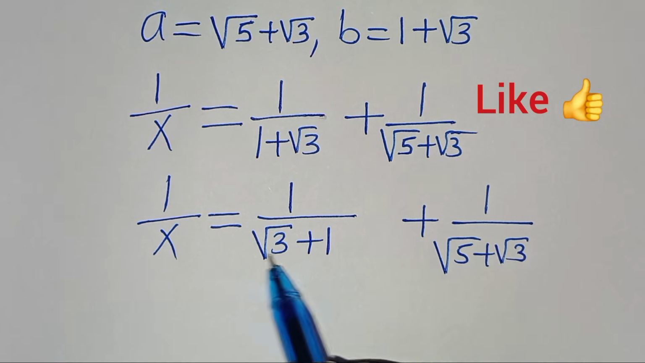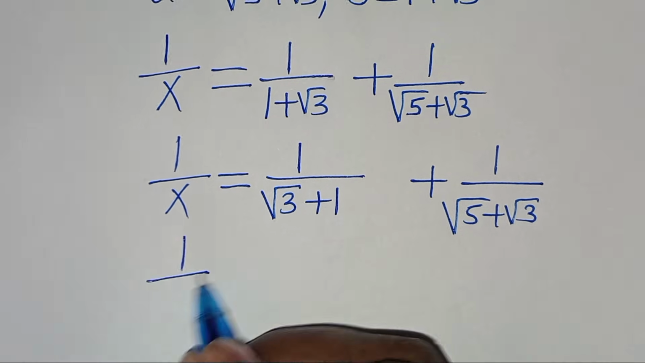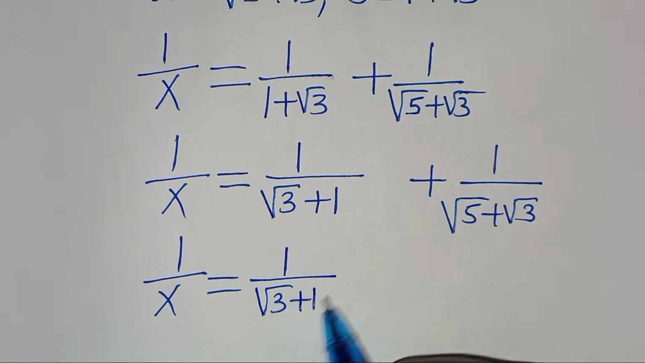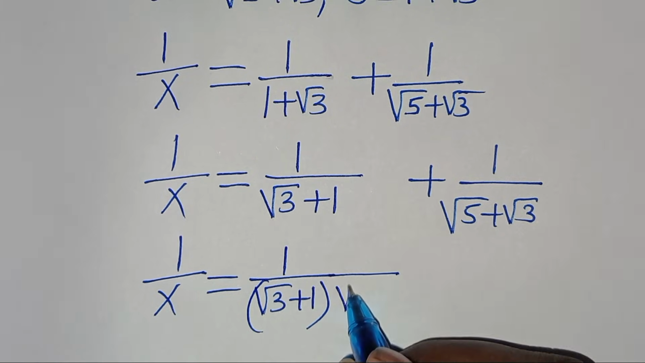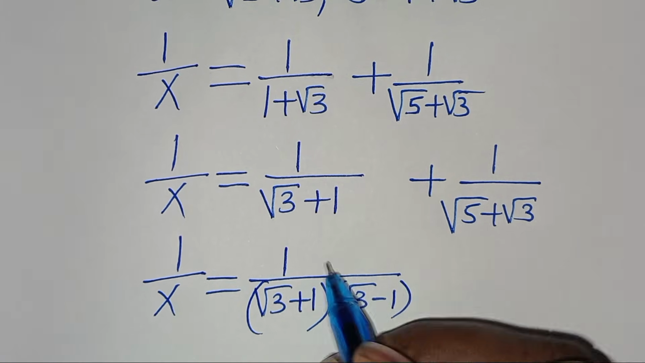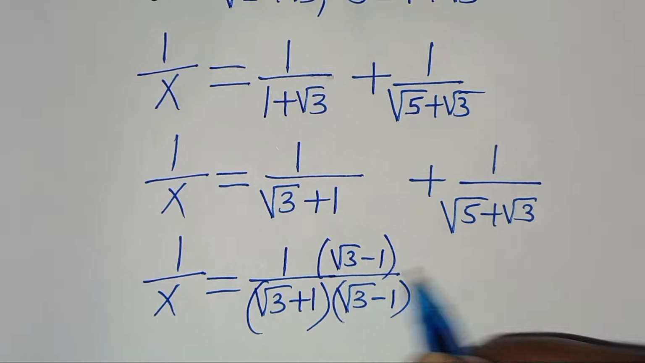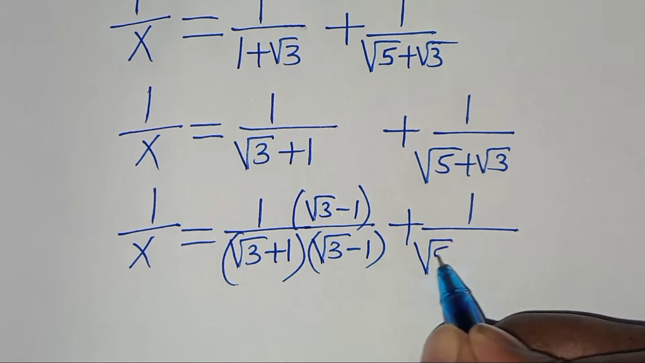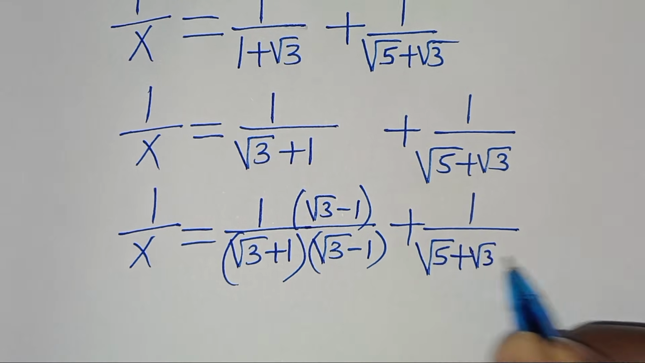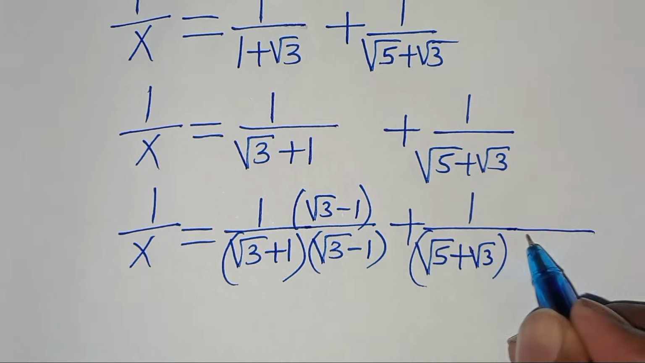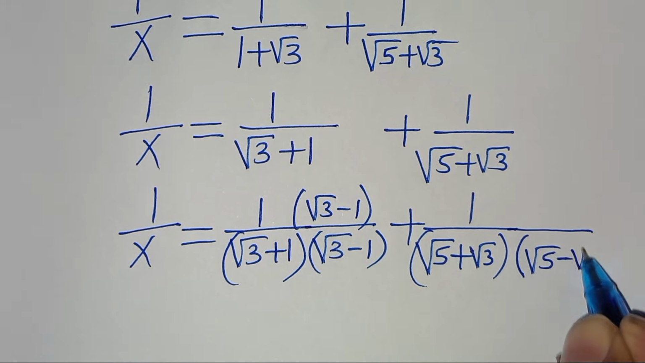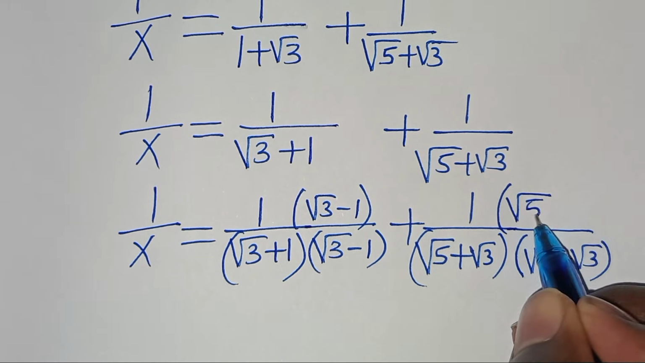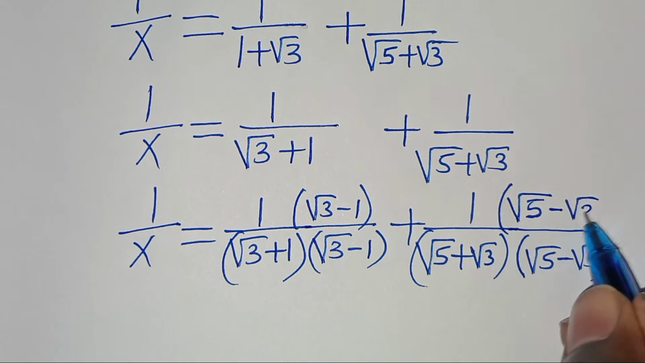So the next step is to introduce a conjugate here, so that now 1 over x is equal to 1 over square root of 3 plus 1 multiplied by its conjugate, which is square root of 3 minus 1. In the numerator we have square root of 3 minus 1, then plus 1 over square root of 5 plus square root of 3. Let's multiply this by its conjugate, which is square root of 5 minus square root of 3. Let's multiply also the numerator with the conjugate, which is square root of 5 minus square root of 3.